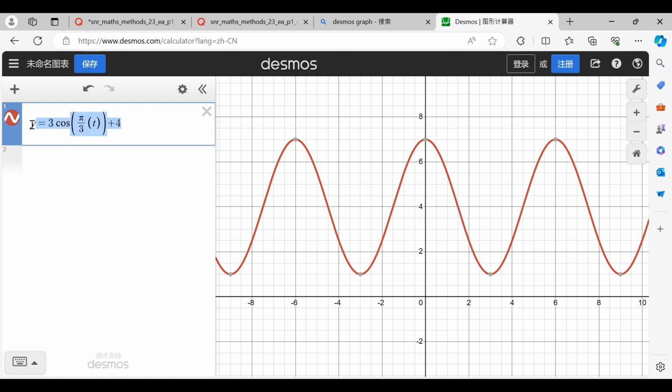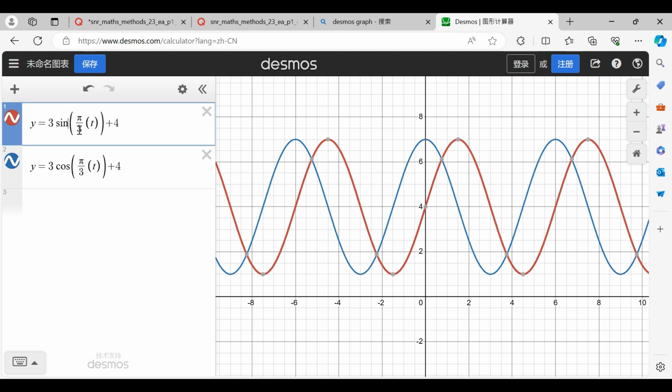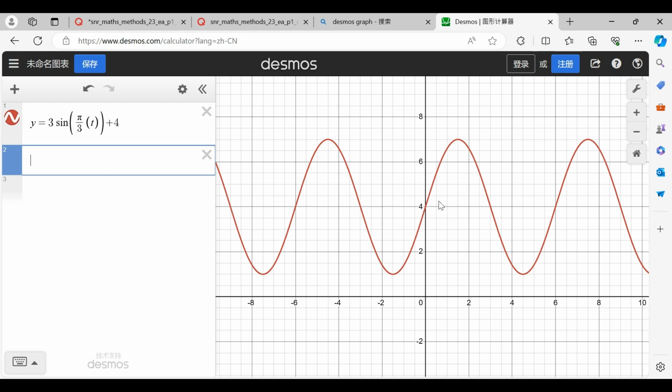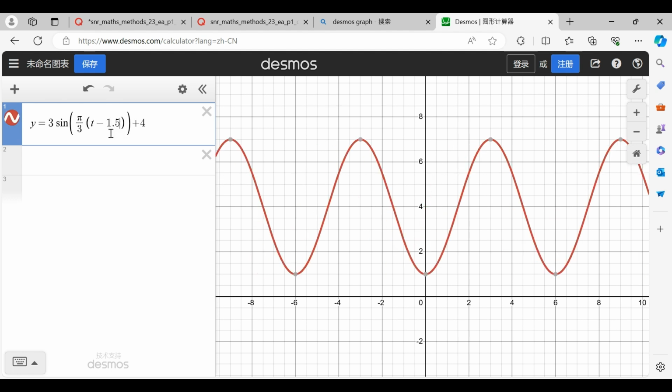As I said, we can also use a sine function to graph it. Now let's try using a sine function. For the sine function, when t equals 0, it starts from the middle. If we move this sine function to the right by a quarter period, which in this case is 1.5 because the period is 6, you can see it's now the same as what we had before. So that's the mistake about this question.